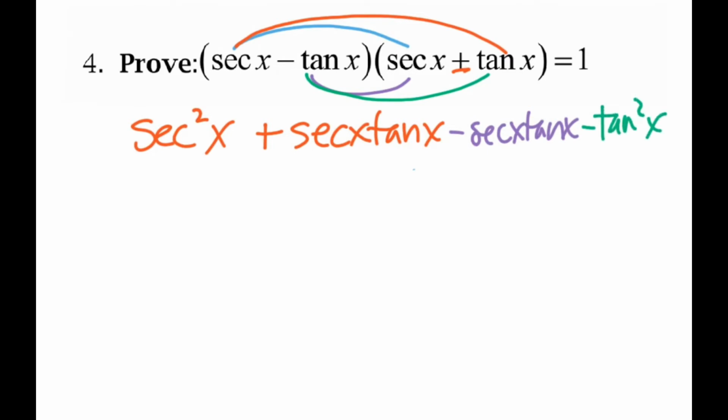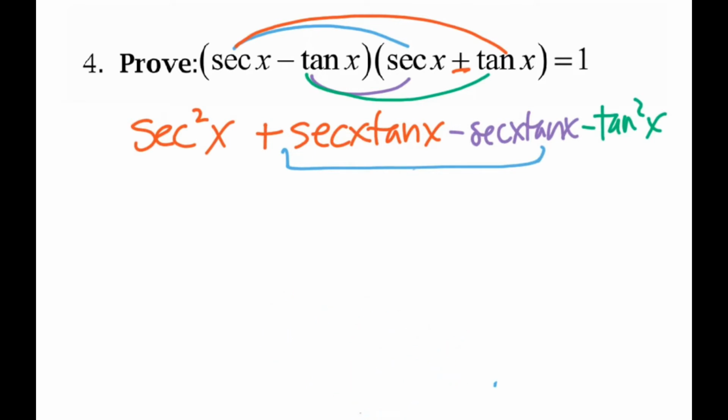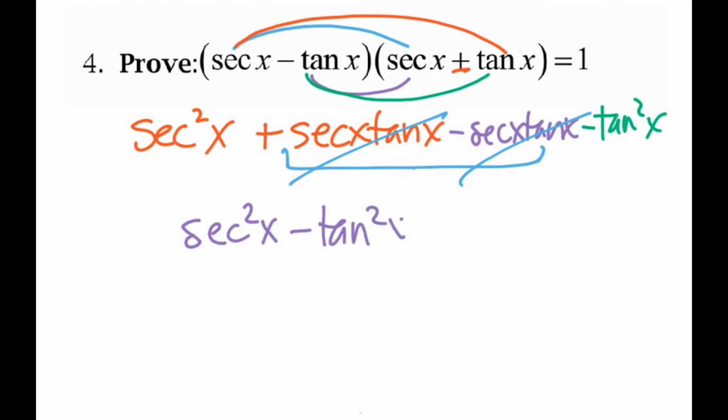Now, if you look at that, what do you know about this? Think back to when we were doing something like x plus 1 times x minus 1. When you multiply that together, you get x squared minus x plus x minus 1. And what did we do with those middle terms? It's exactly the same thing right there. Like I said, not a lot of new skills involved here. In fact, I don't think there are any new skills involved in this whole lesson. It's just that they look so much different and so much more complicated. This is going to cancel out because you're taking secant tangent minus secant tangent. So what you're left with is secant squared x minus tangent squared x.